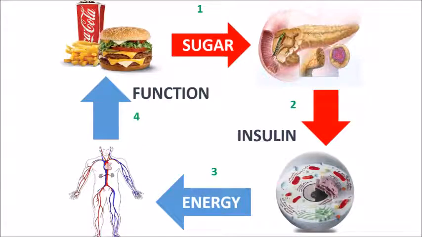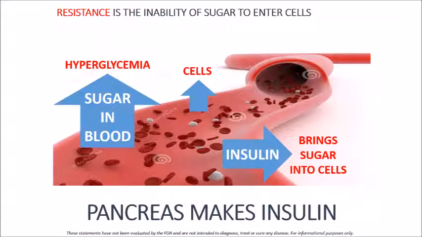What happens when you and I eat? Well, food breaks down into sugar. Your pancreas releases insulin. The insulin brings the sugar into your cells. Now, the cells use this sugar as energy, which allows us to function and carry on our daily activities. Diabetes itself is resistance, and all resistance means is that the sugar is unable to enter your cells.